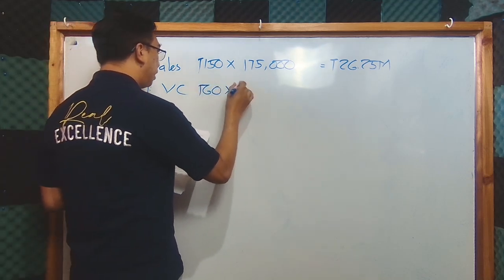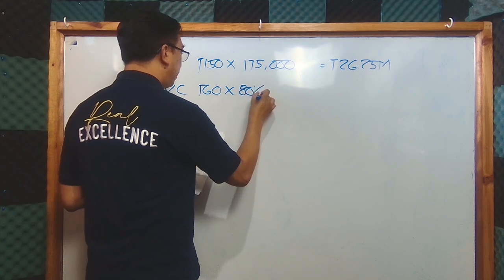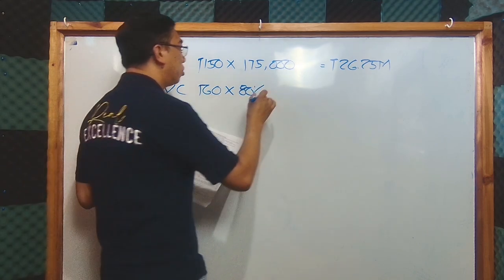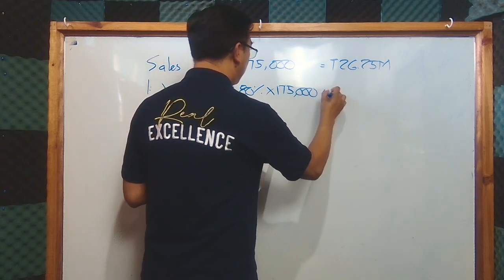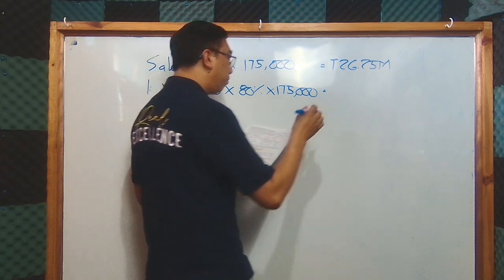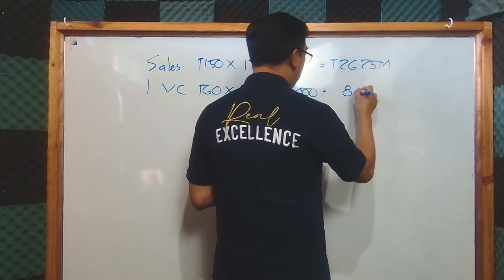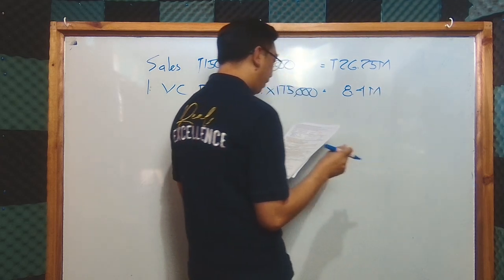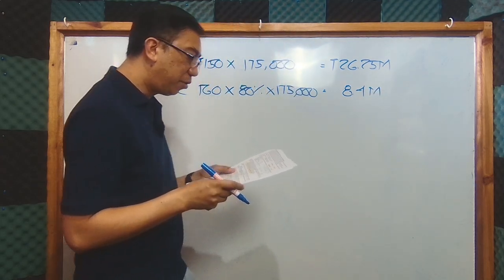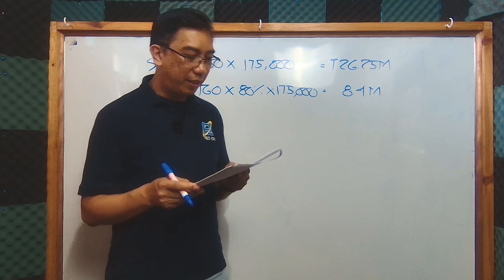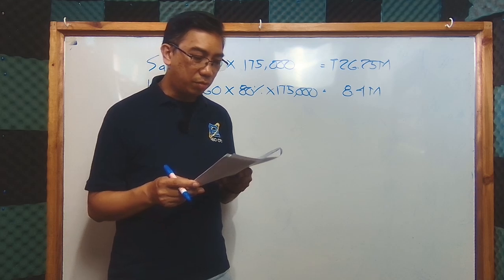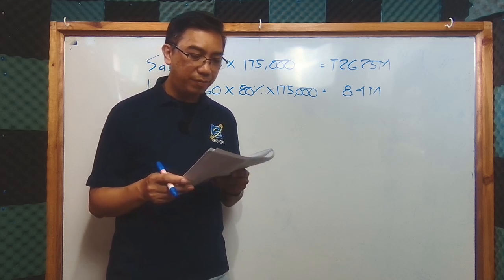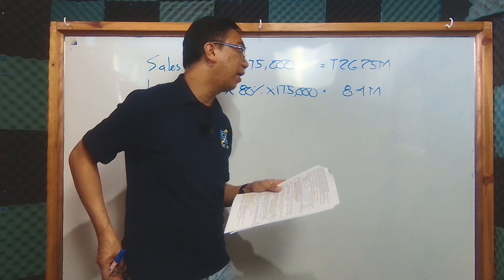60 pesos times 80%, net of the 20% reduction, times 175,000 units. So our total variable cost should be 8.4 million. Okay, 8.4 million. Class, tignan nyo yung mga choices ha. May nakalagay dito, contribution margin ratio, total contribution margin, variable cost ratio. Okay, counter check na natin kaagad ito.